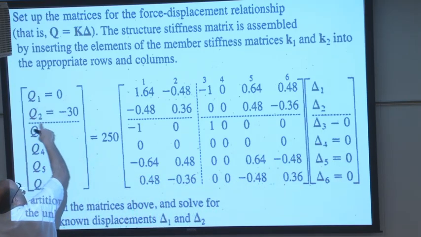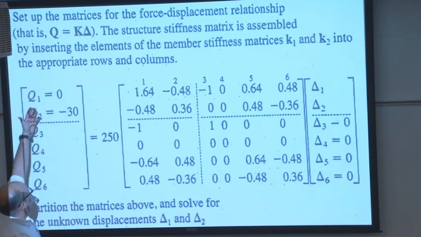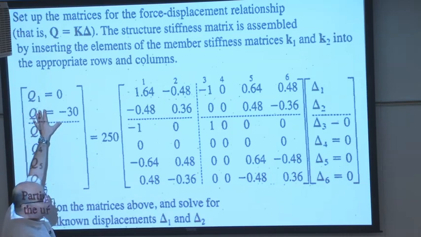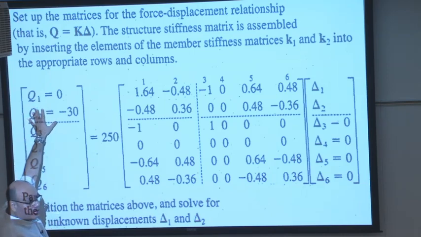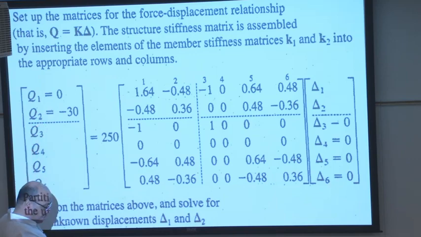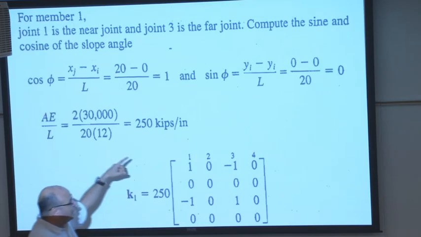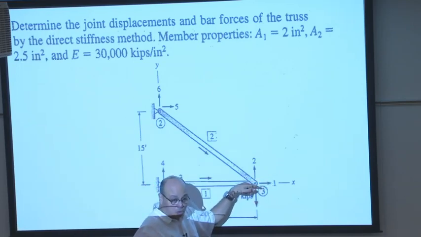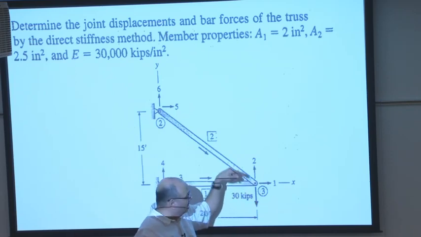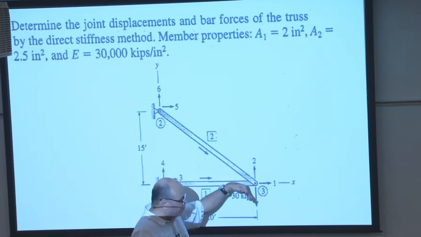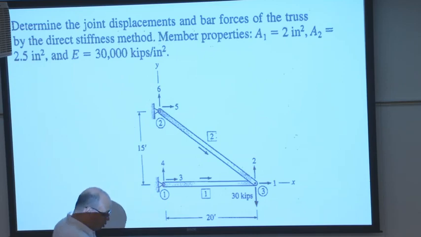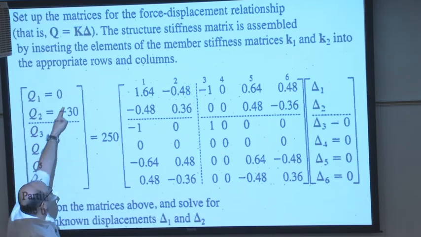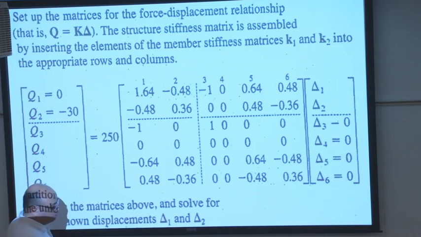However, that corresponds to Q1 and Q2, and then Q3, 4, 5, 6. What are Q1 and Q2? These are the known forces at 1 and 2. And the rest are going to be the unknown. Let's go back. At degree of freedom 1 and 2, do we have any force in the x direction, in the direction of 1? No, 0. How about in the direction of 2? I have something of negative 30. So here we go. We have 0 and negative 30 for that first part right here. And the rest are the support reactions.